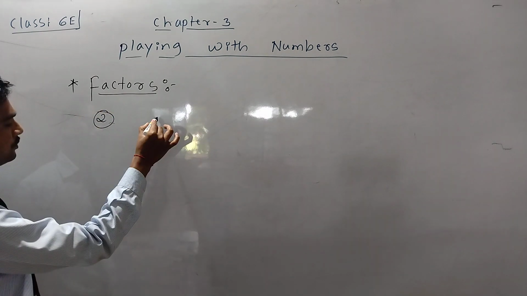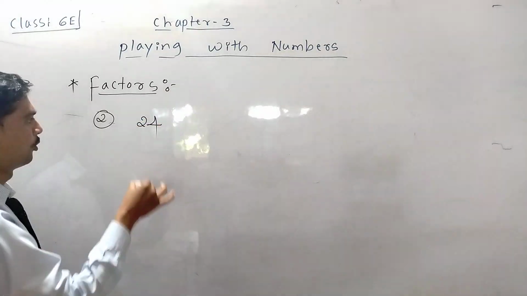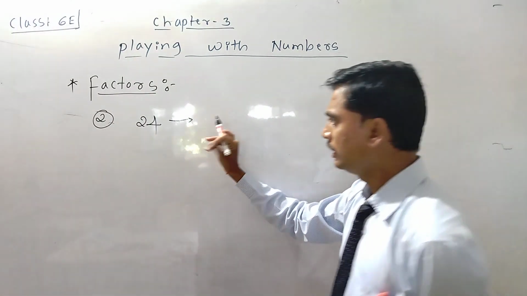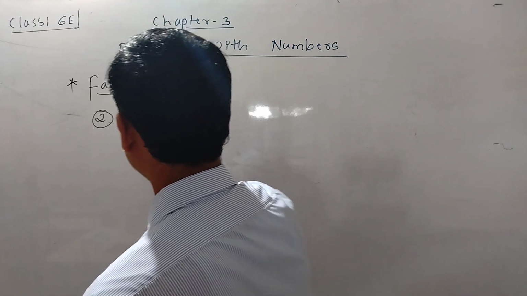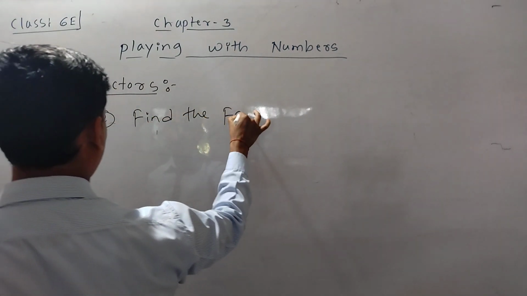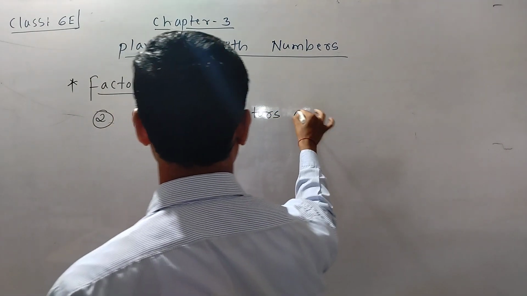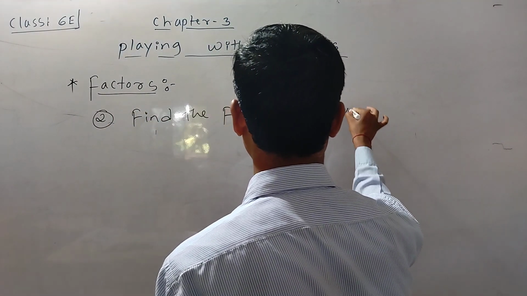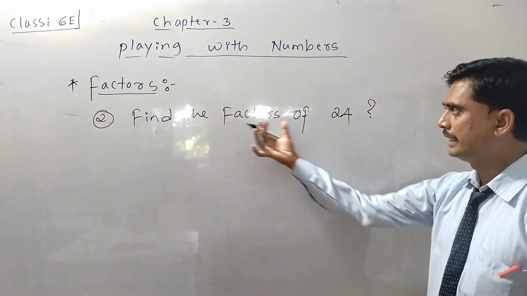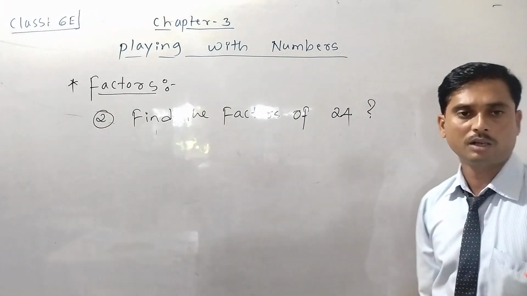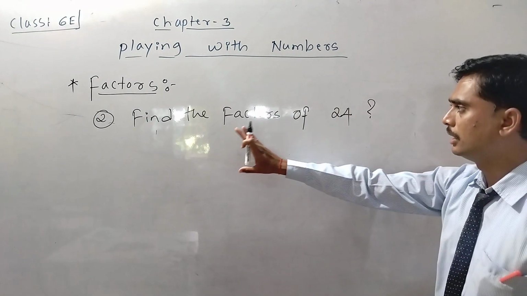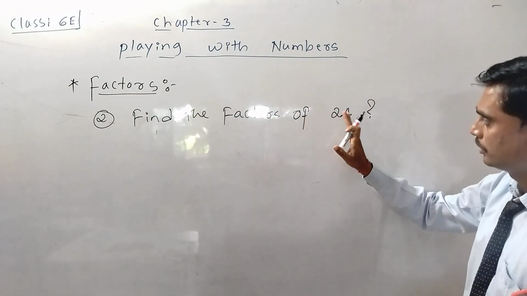Next example I am going to discuss quickly. The given number is 24. Find the factors of 24. This is the given problem. It is a 1 mark question. It is very important. Find the factors of 24.